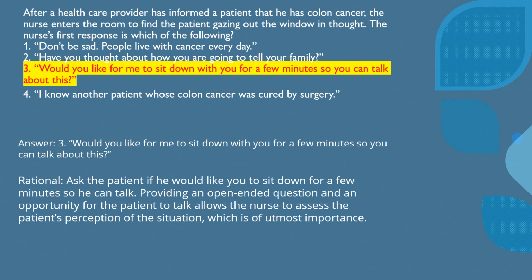Answer. 3. Would you like for me to sit down with you for a few minutes so you can talk about this? Rationale: Ask the patient if he would like you to sit down for a few minutes so he can talk. Providing an open-ended question and an opportunity for the patient to talk allows the nurse to assess the patient's perception of the situation, which is of utmost importance.